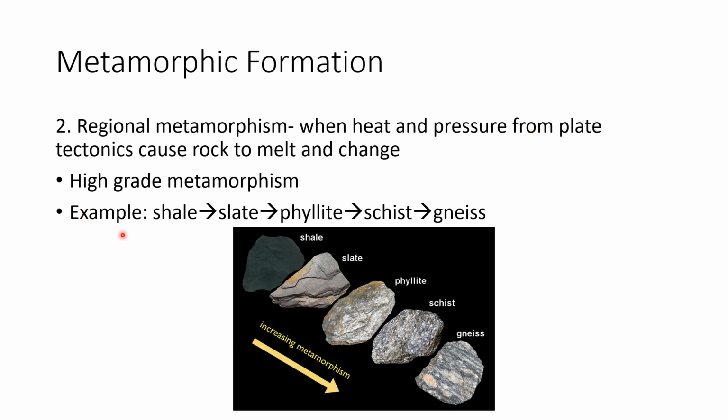So an example that we have here is shale, a sedimentary rock. Some heat and pressure applied will turn that shale into slate, which is harder and has some layers to it. More heat and pressure will turn slate into phyllite, which starts to change the mineral composition a little bit. Phyllite with more heat and pressure will turn into schist, and schist with more heat and pressure will turn into a high-grade metamorphic rock called gneiss.